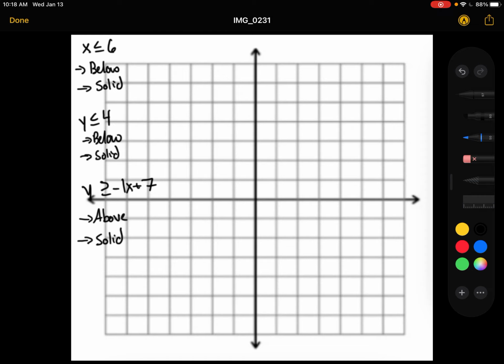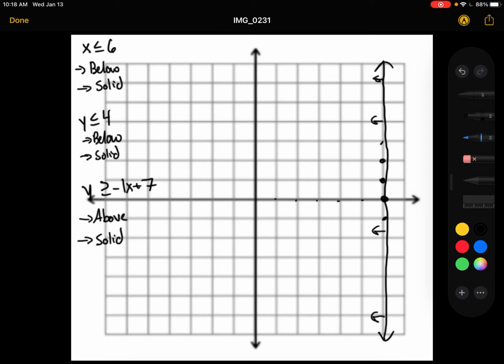All right, start off with our first one. X is less than or equal to 6, so 1, 2, 3, 4, 5, 6. And x is just always 6, so it doesn't matter what y is. So we're basically going straight up and straight down with this one. It is solid, so we're just drawing a line straight through it. We said to shade below, but it's also less than. So it looks like in this case, below might actually be to the left for us, because again, it's less.